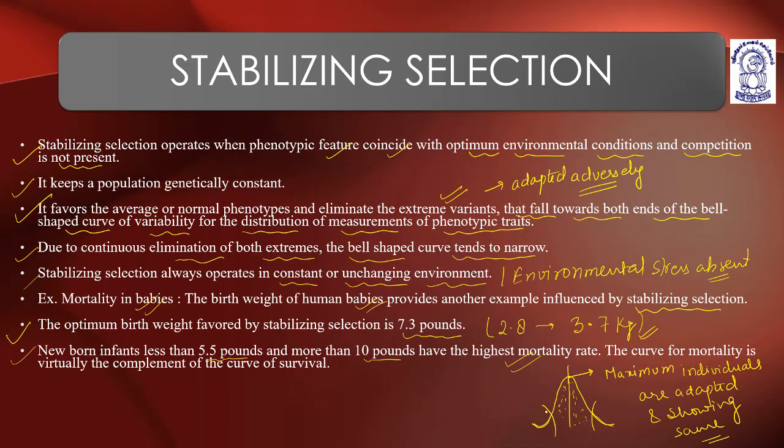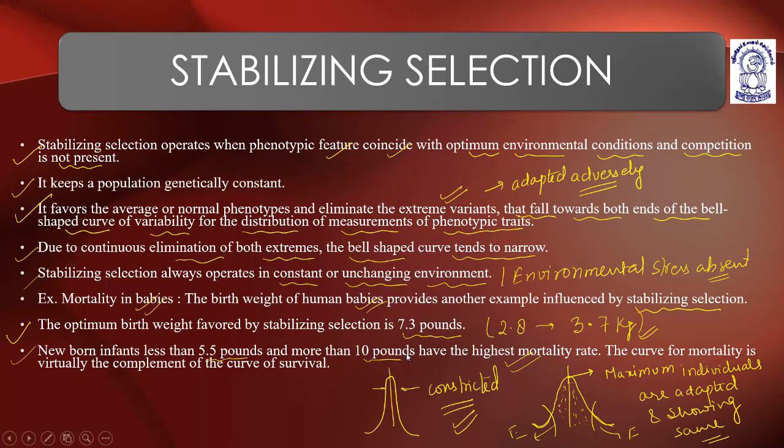Because of the elimination, the number of individuals is reduced. This part is eliminated. This part is eliminated. And that is why this becomes constricted. Understood? So this is stabilizing selection.